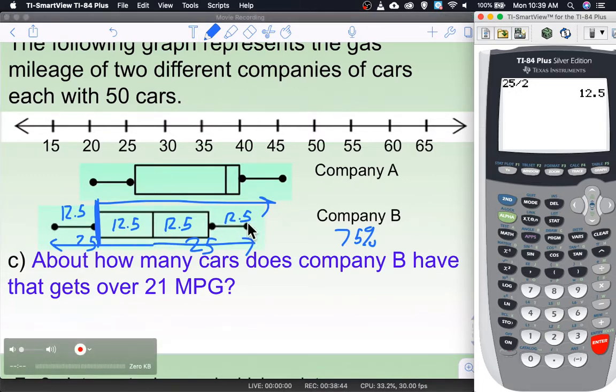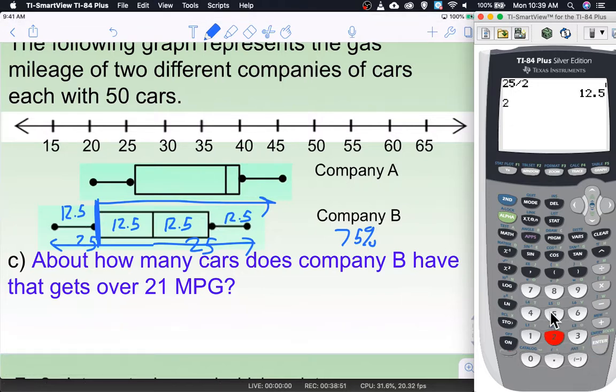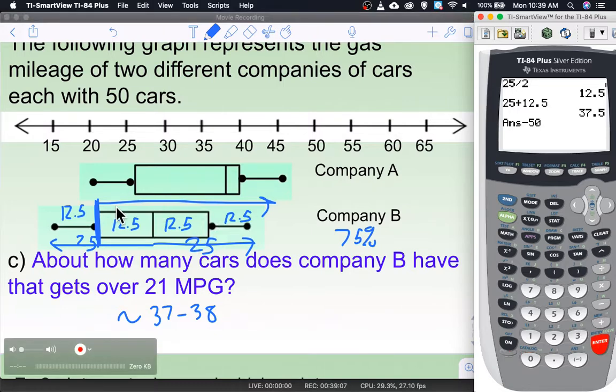So about how many cars is this? That's more than 21. Well, that's 25, plus another 12 and a half gives you around 37 to 38 cars. Which means that the other around 12 and a half, so 12 or 13 cars, get less than that many miles per gallon.